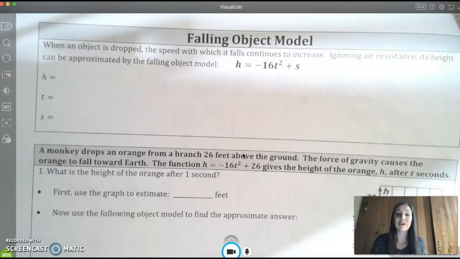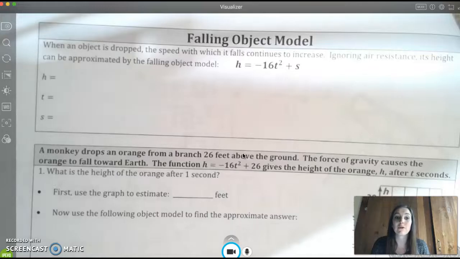Okay, so what should have happened is that when they fell, they were falling at the exact same time and they hit the ground at the same time. So that happens because of the way gravity affects an object falling. So we got a little bit of science in here today. When an object is dropped, the speed at which it falls continues to increase. So ignoring air resistance, meaning like a piece of paper. A piece of paper, if you were to drop that, it is affected by air. Something like a feather, that's going to be a little different because it is, again, affected by air.